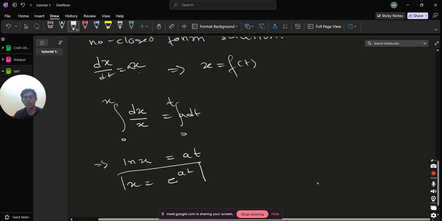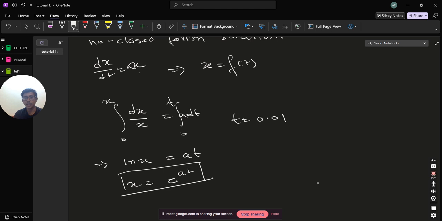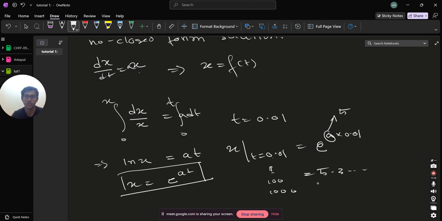Okay, so if you have t at any time, for example 0.01, we can directly get the value of x at 0.01 using this e to the power a times 0.01. So a will be, say, for example 5. So we can get some value, for example 5.3 or something like that at any time. For example, t is equal to 1, t is equal to 100, t is equal to 1000, anything is possible.